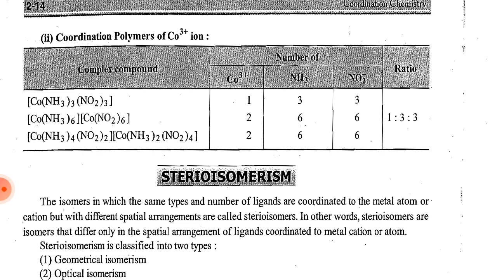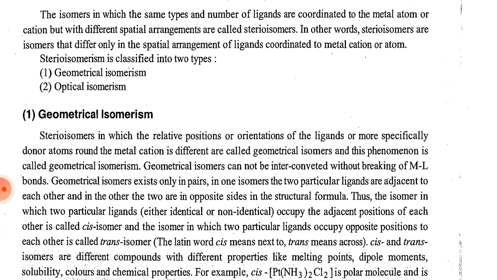So here empirical formula means the ratio of central metal ions and ligands, whether in the coordination sphere or ionization sphere, will be the same. Only the empirical formula, not the molecular formula, is the same. This kind of isomerism is called polymerization isomerism.